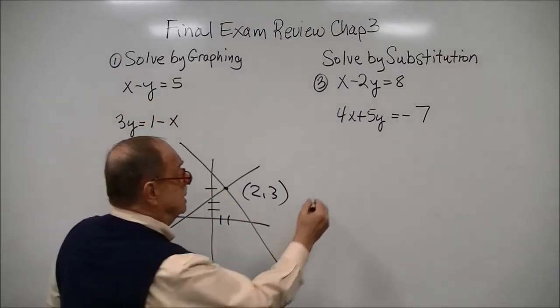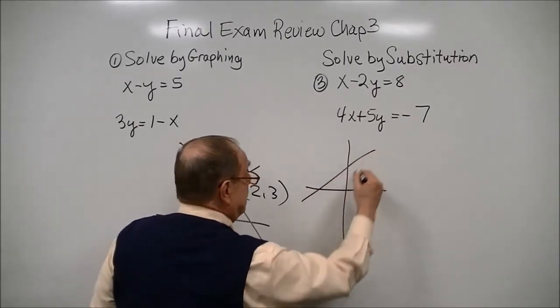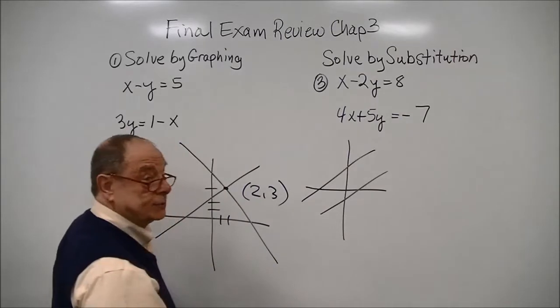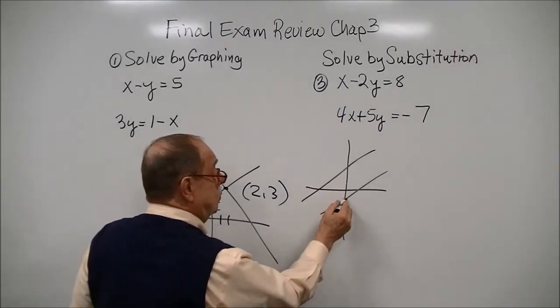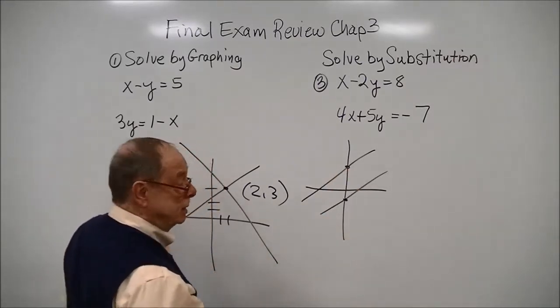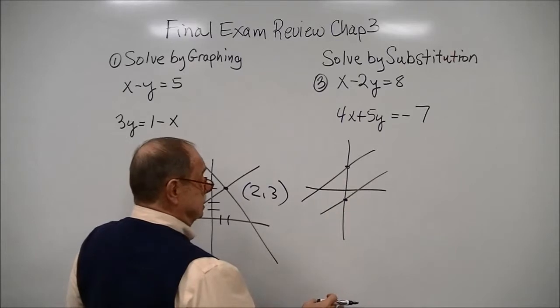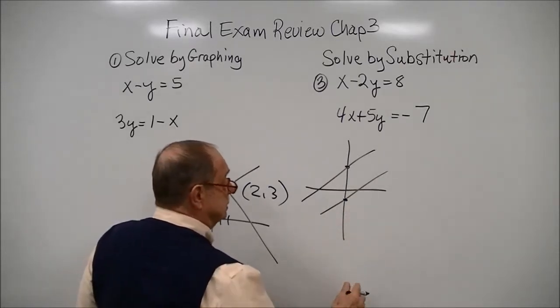Then we said that another possibility was when you were to graph them, the lines were parallel, they had the same slope but different y-intercepts, there wouldn't be any point of intersection. So we said these were inconsistent and there were no solutions.